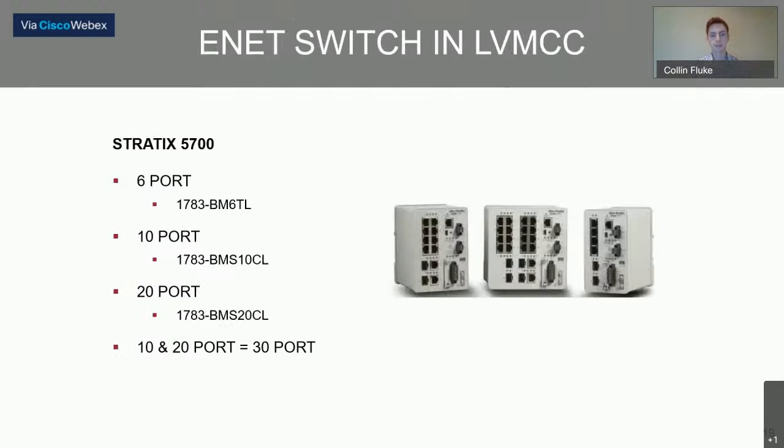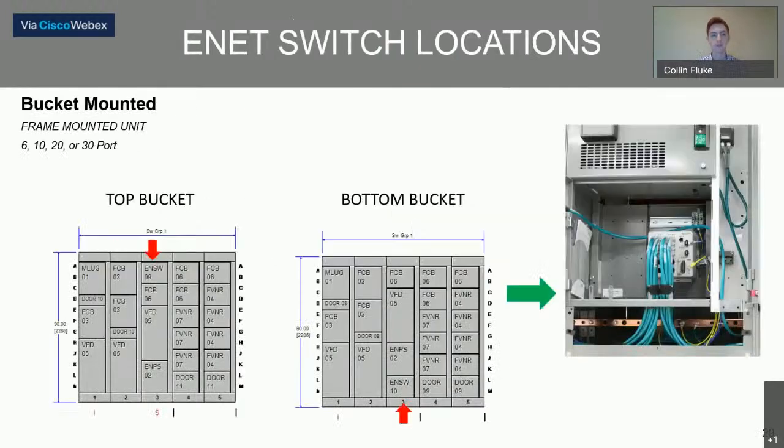So in each of these intelligent MCCs includes an Ethernet switch. This Ethernet switch is an Allen Bradley Stratix 5700 Ethernet switch. We can put 6 ports, 10 ports, 20 port switches, or even a 20 and a 10 port switch to make an effective 30 port switch. So these switches can be mounted in various locations of an MCC. Here we can see a bucket mounted option. These are buckets that can either be put in the top bucket or the bottom bucket of an MCC, and these are frame mounted, which means instead of pulling a bucket in and out, they are physically bolted into the MCC, the switch.